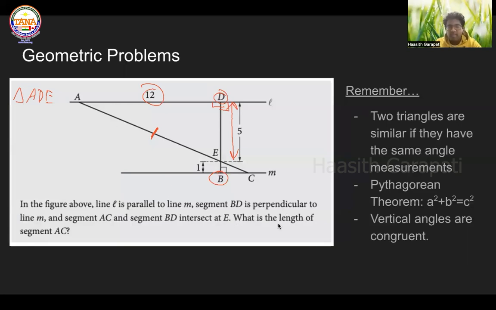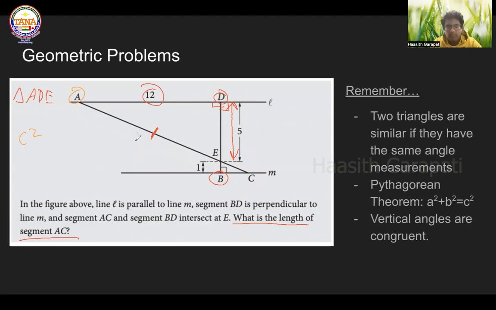Just to clarify, they ask, what is the length of segment AC? That means we need to find the length of AE, and we need to find the length of EC. We'll get to that. For now, AE should be pretty simple.